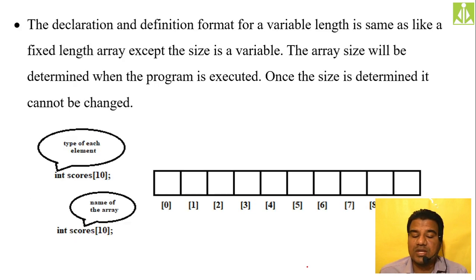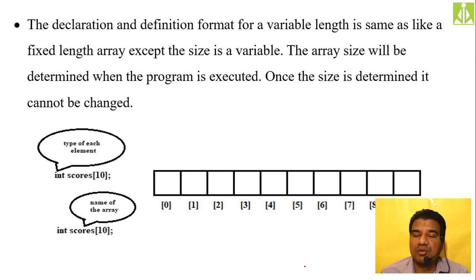Hopefully you understood. Next, the declaration and definition format for a variable length array is the same as for a fixed length array, except the size is a variable. As I told you, we are not discussing variable length arrays here; we will discuss them at the time of dynamic memory allocation. In a fixed length array we have to specify a fixed size, but in a variable length array the size is not fixed. The array size will be determined when the program is executed.